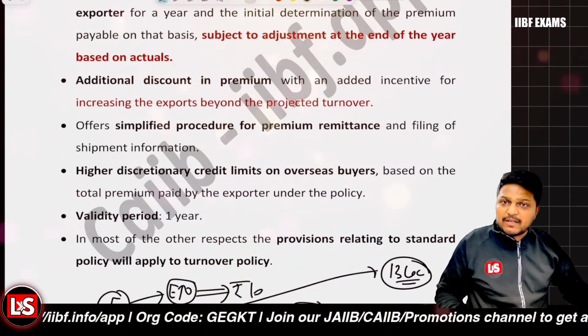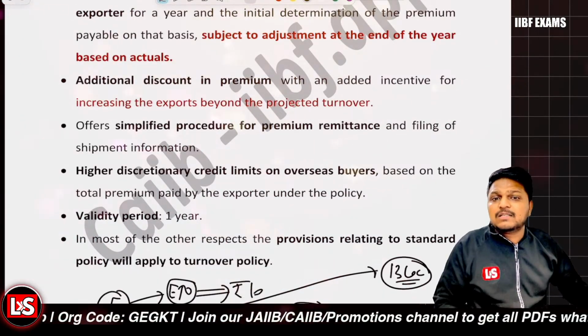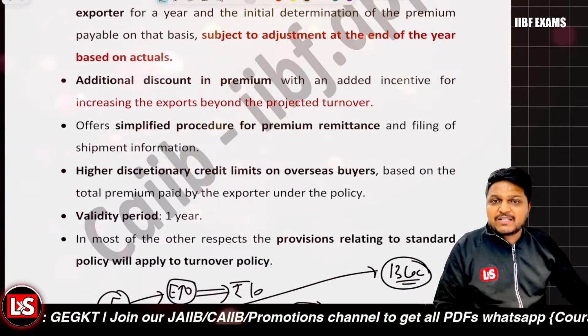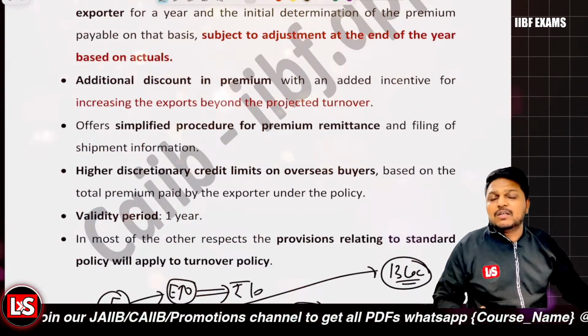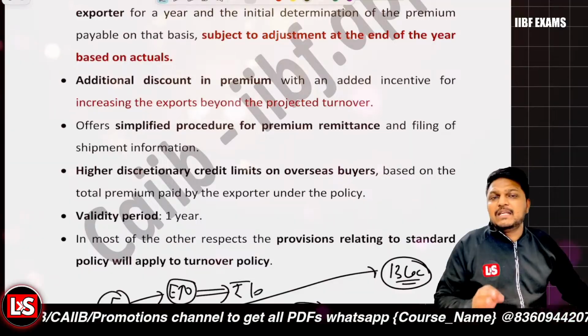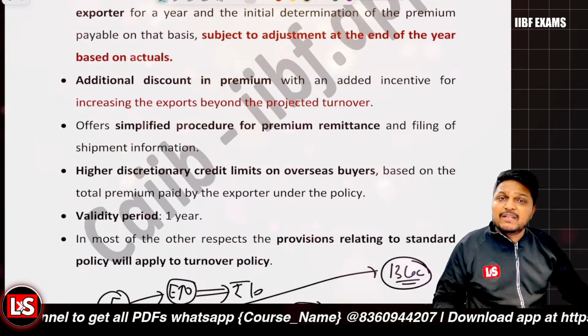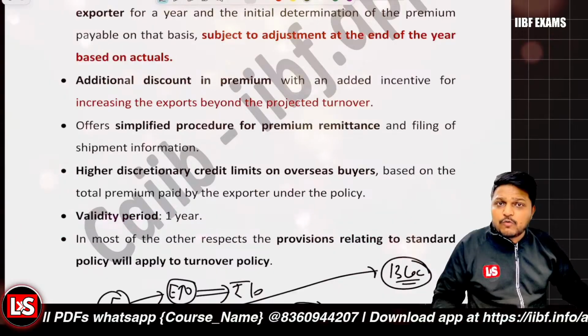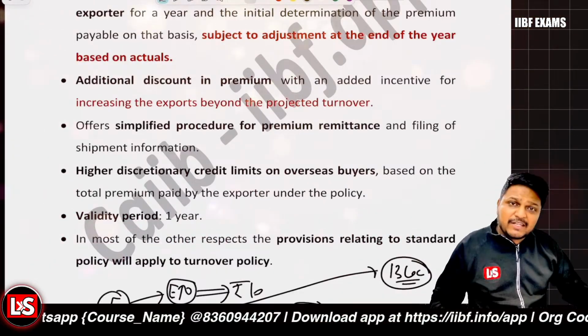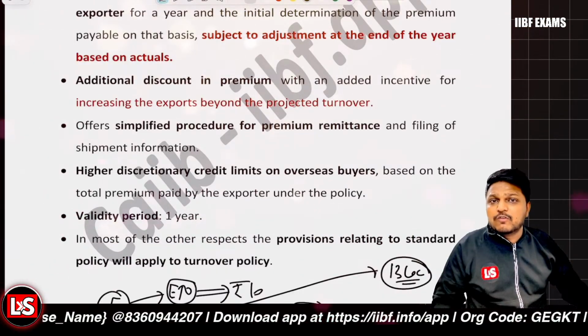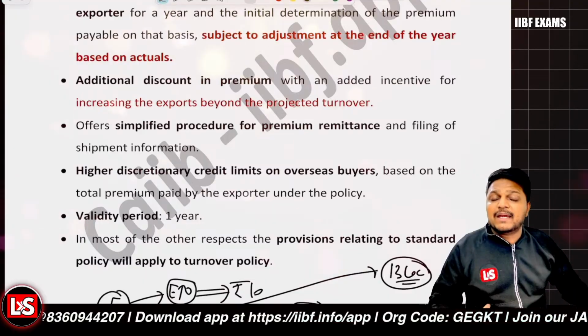So if there is a particular increase in the exports beyond some projected turnover, let's say the exporter took the policy for 25 crore rupees of exports, and let's say the export amount even increased to rupees 40 crore. There was some window given by the ECGC that if you exceed the export turnover from this particular range, they will give you an extra benefit.